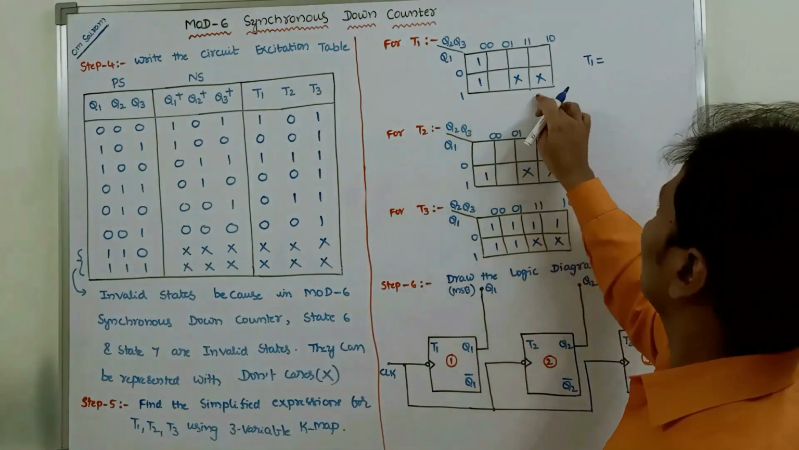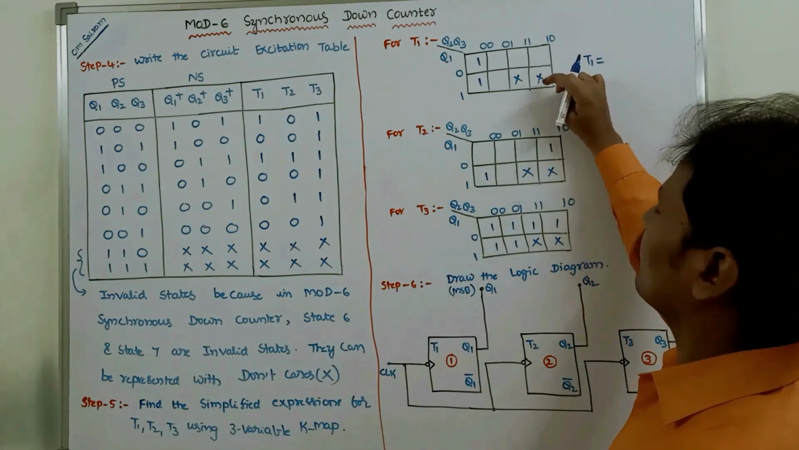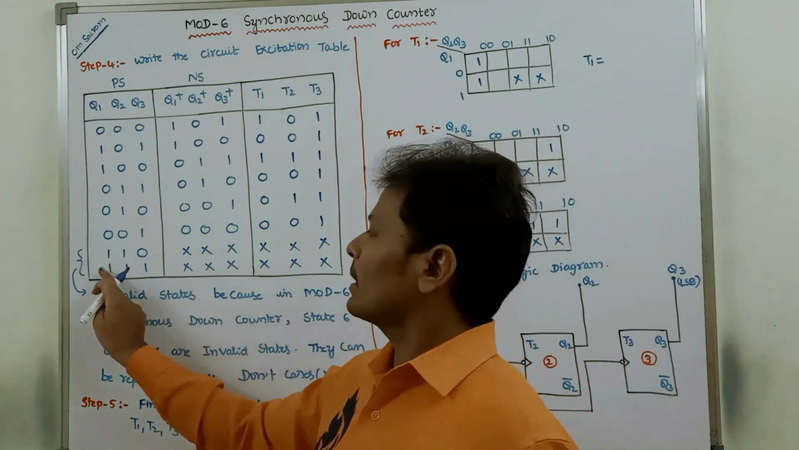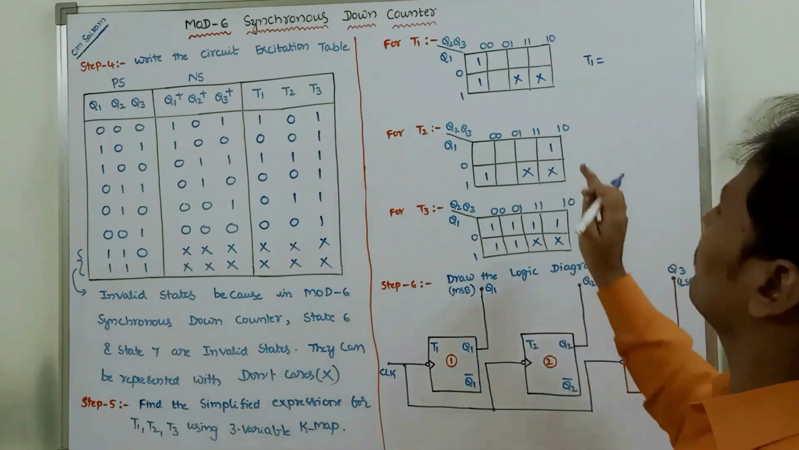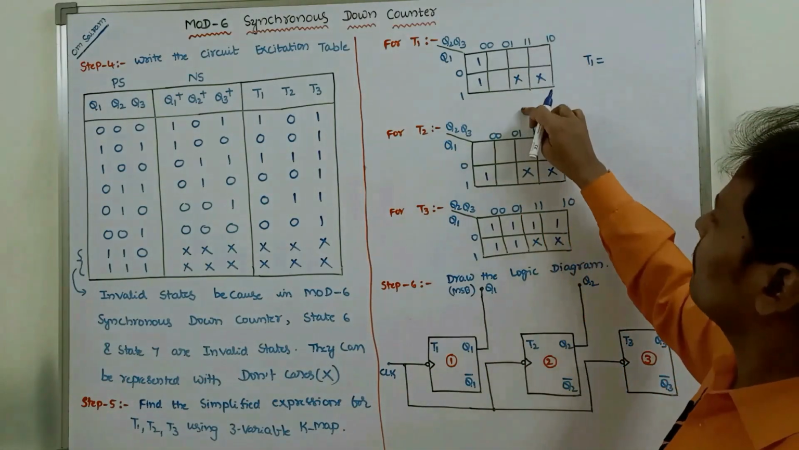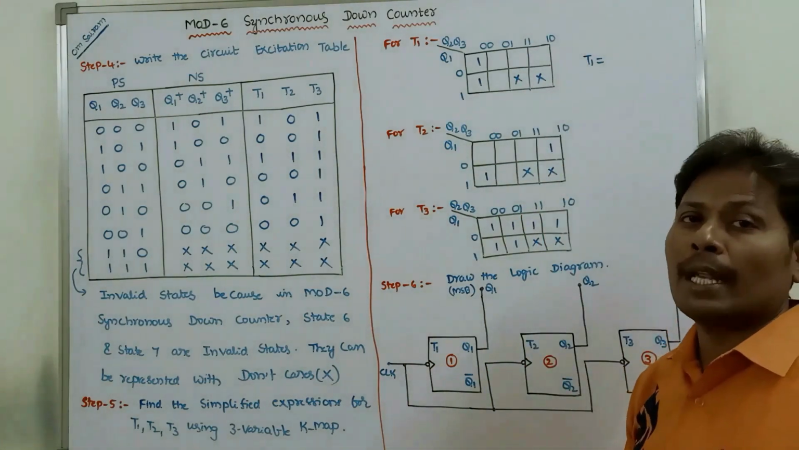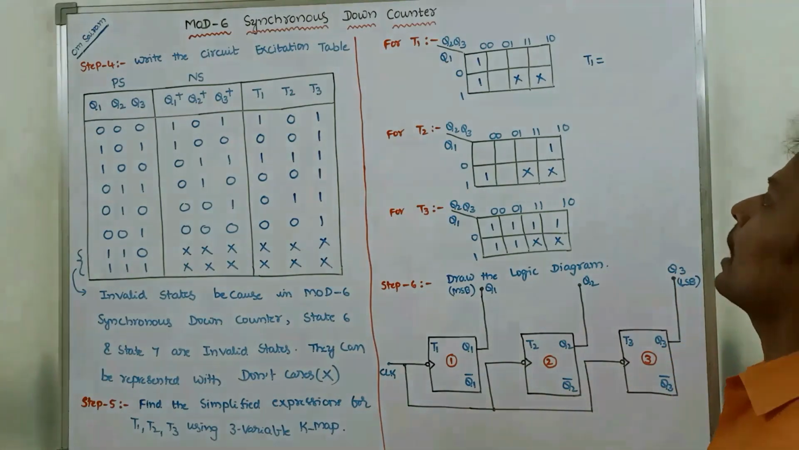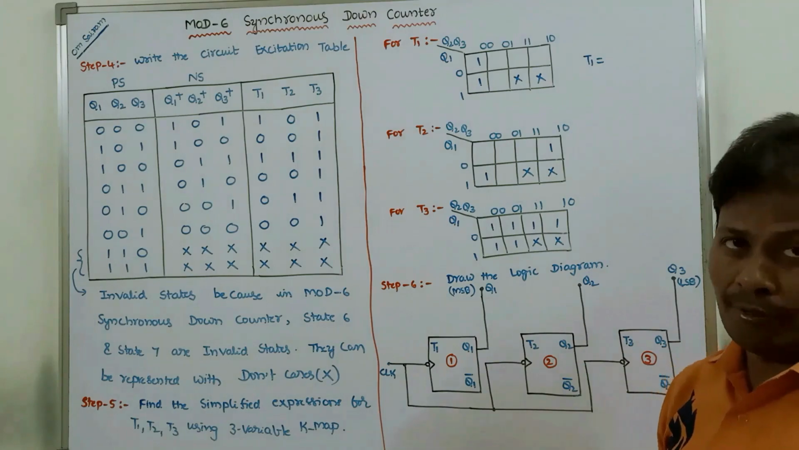So here 1, here 1, 0. This is 1, 1, 0 cell. We are placing don't care. Here don't care is there. The corresponding input combination is 1, 1, 1. Here 1, here 1, 1. At 1, 1, 1 cell, we are placing don't care. First, we have to concentrate only on ones.